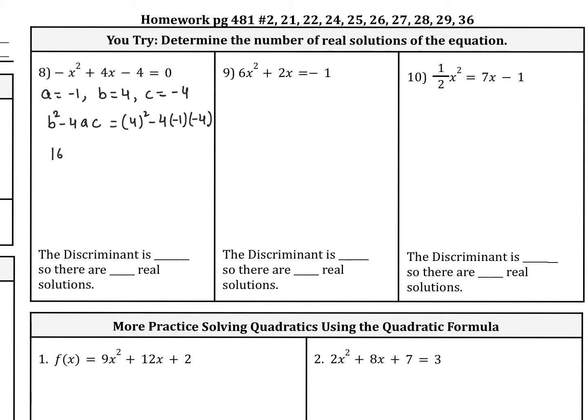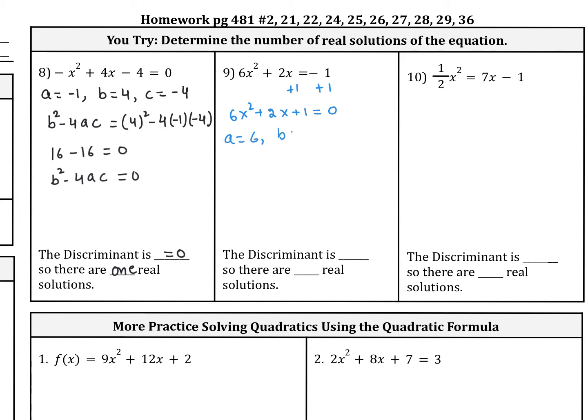Positive 4 times negative 4 is negative 16. So that's going to be 0. So if the discriminant, that is b squared minus 4ac, equals 0, then there is going to be one real solution. For number 9, you're going to add 1 on both sides to write this equation in standard form, and the other side is equal to 0.